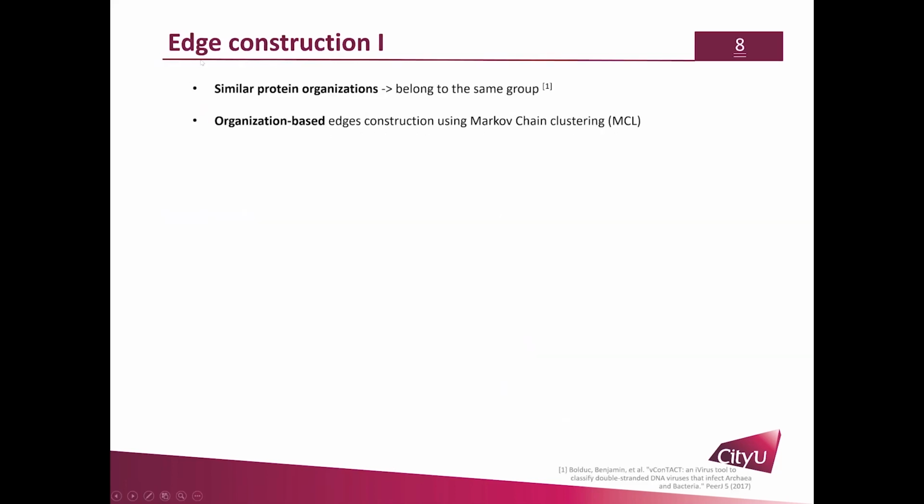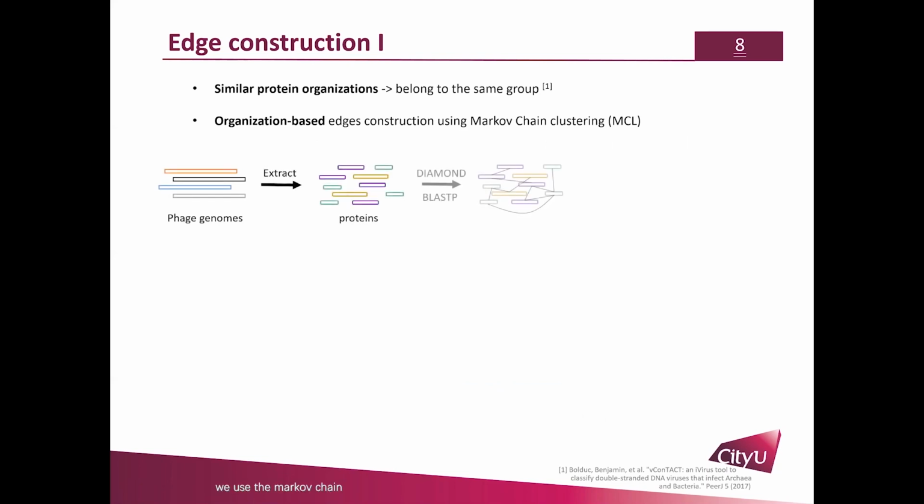First is the edge. The definition of the edge is the similarity. There are 2 types of similarity we consider. The first one is the similarity of the protein organization in the input phages. Intuitively, if 2 sequences share similar protein organization, this sequence pair will have a higher probability to belong to the same group. As you can see in this pipeline, we use the Markov chain algorithm to cluster proteins.